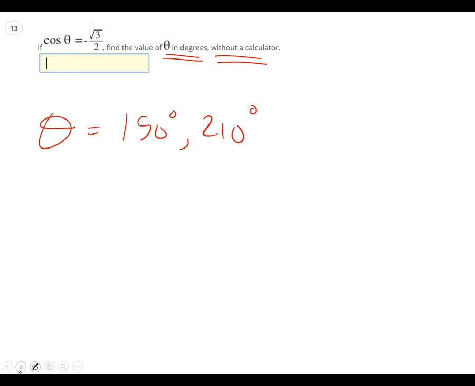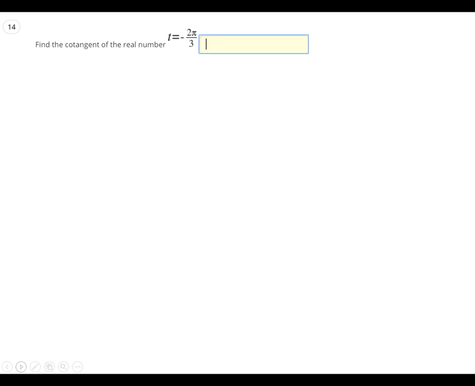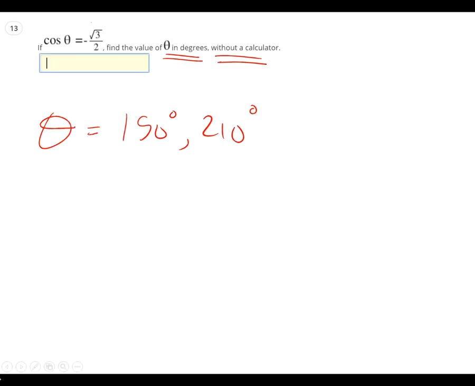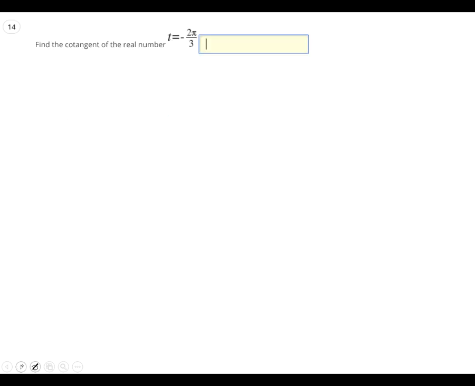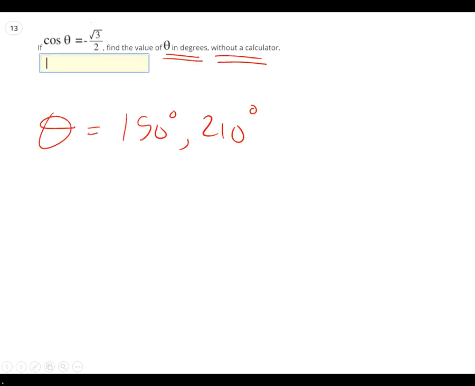Okay. The next one's weird. Are we okay? Okay. I use my unit circle. Right? Because this is the x value, look at that x value. Not a whole lot of written work, a lot of brain.